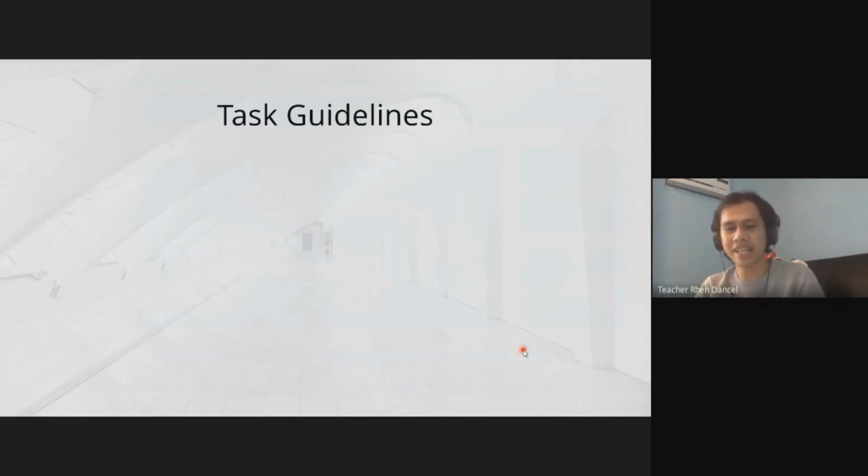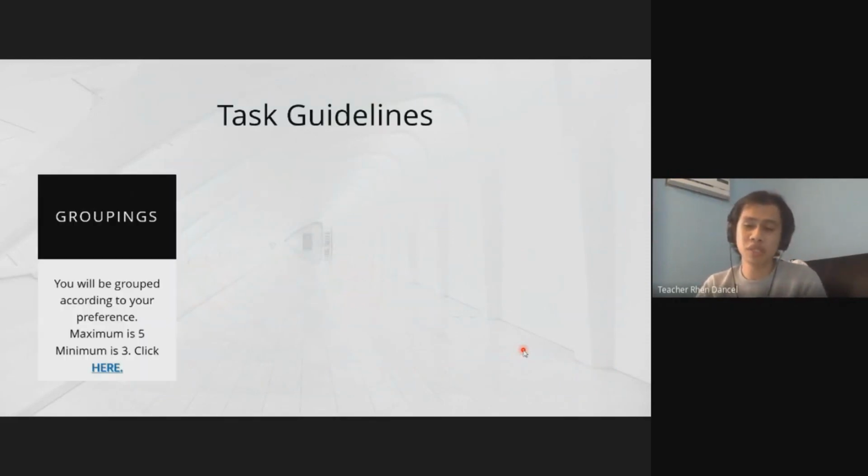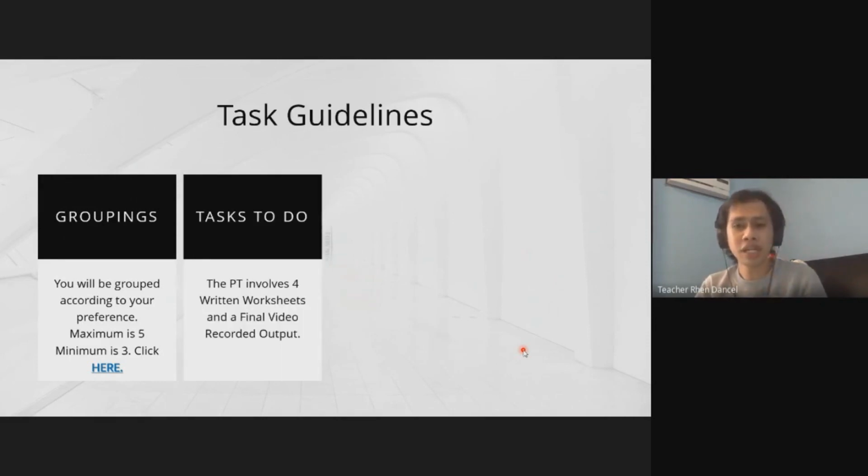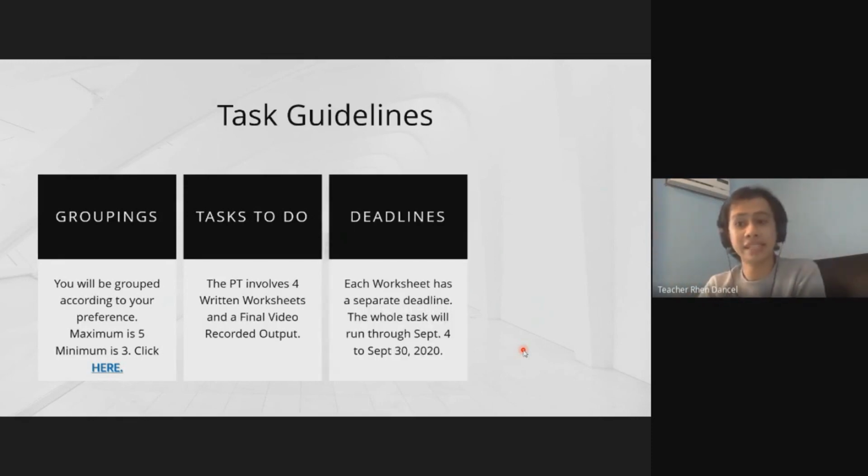Now, these are the task guidelines. First, you need to have groups. The group should have a minimum of three and a maximum of five. A link to the grouping sheet will be shared to you. Remember that this whole performance task is composed of five tasks, four worksheets, and one final output. The four worksheets are scaffolds of your final output, which means that each individual task will help you create the final one.